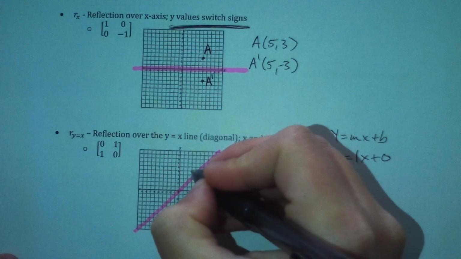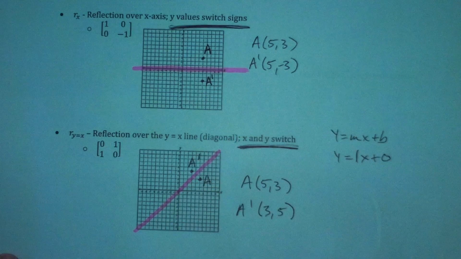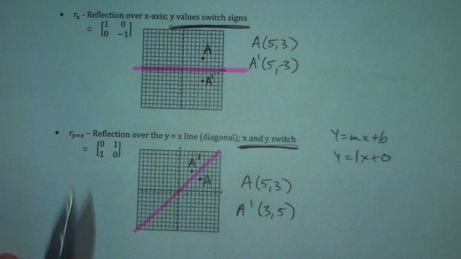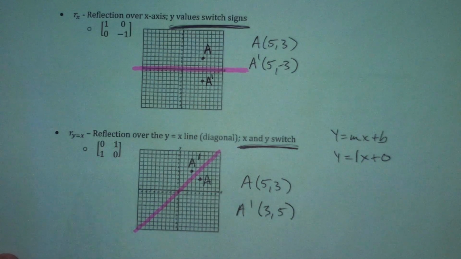Or again, you could use that matrix, and notice on that matrix, see how the 0s are in a different spot, and then the 1s are in a different spot. That causes the x and y to switch places when we do our multiplication, because instead of multiplying by your x value, which is your first position, it actually multiplies by your y instead, so that's what causes them to switch.